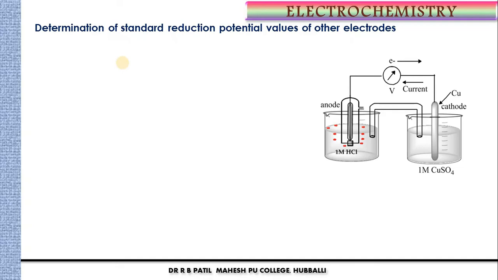Now let us see how to determine standard reduction electrode potential of single electrodes like copper single electrode, aluminum single electrode, magnesium single electrode, zinc single electrode, etc. using standard hydrogen electrode as reference electrode. So in your book they have given two single electrodes, one copper and another one is zinc. First one, determination of reduction electrode potential of copper half cell.